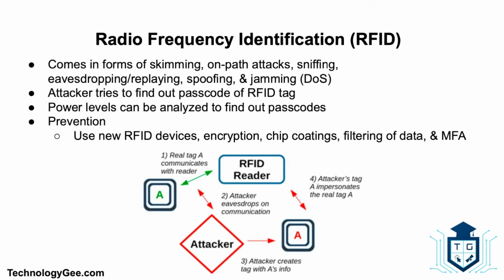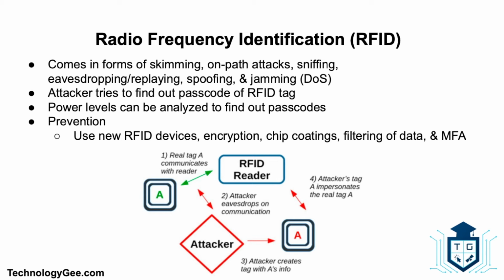RFID attacks can come in the form of skimming, on-path attacks, sniffing, eavesdropping, replaying, spoofing, and jamming, which is a form of a DOS attack. From an authentication standpoint, the attacker uses the attacks to try to find out the passcode. An RFID tag can also be reverse engineered if the attacker gets possession of it. Also, power levels can be analyzed to find out passwords because some RFID tags emit different power levels when it comes to correct and incorrect passcodes.